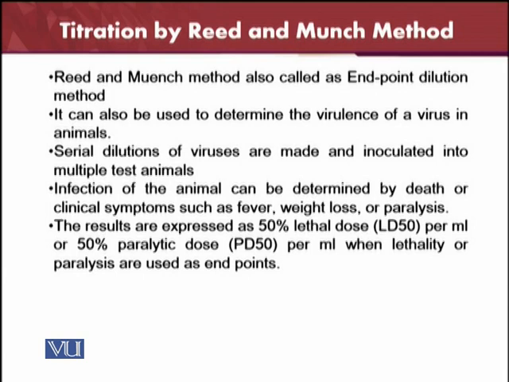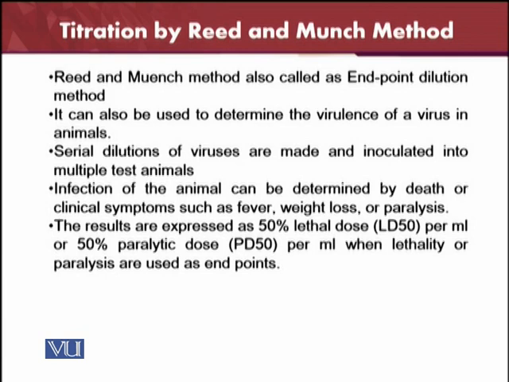Similarly, serial dilutions of the virus are made and inoculated into multiple laboratory test animals, and infection of the animals is determined by their death or by clinical symptoms shown by those experimental animals. These clinical symptoms include fever, weight loss, or paralysis. Of course, different clinical signs will be shown by different viruses, because all viruses are specific in showing their own kind of symptoms.